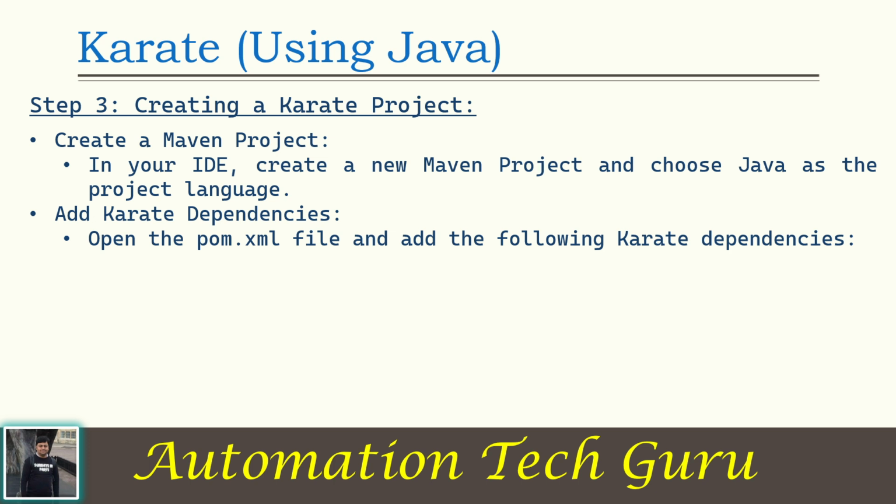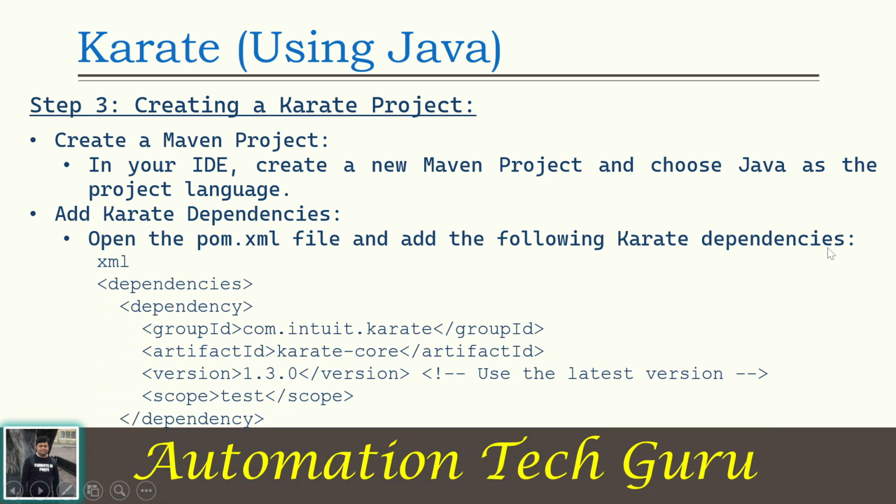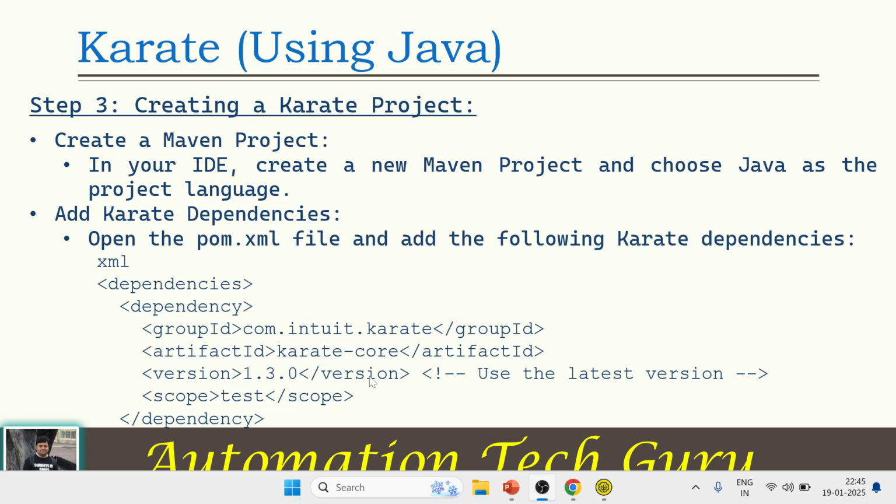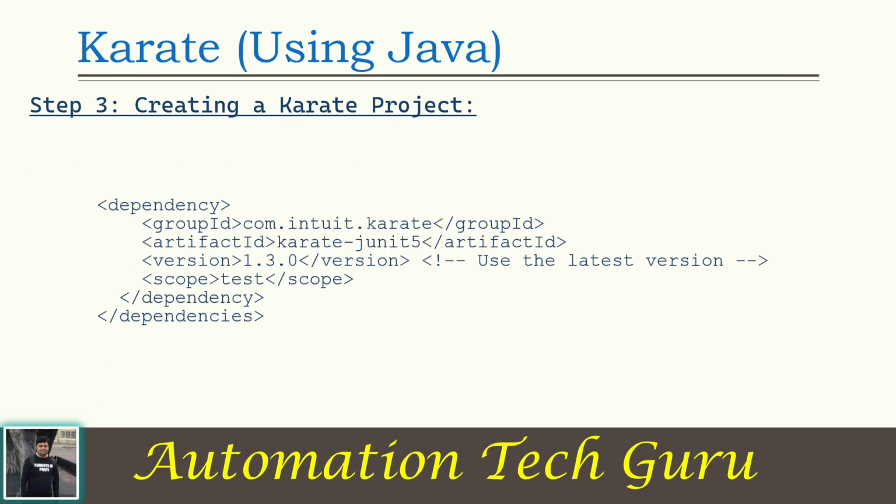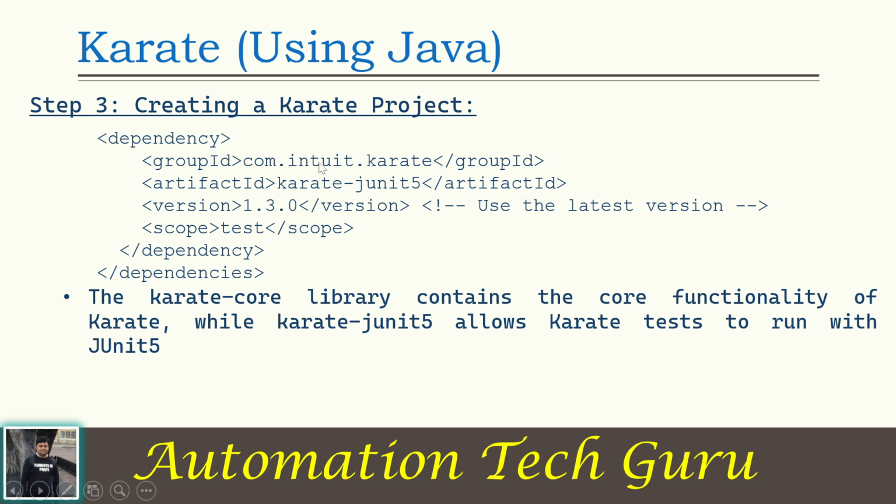You can use the Karate dependency. For that you have to use the pom.xml file and add the dependency, like karate-core, version 1.3, and the scope is test. And this is the dependency for JUnit. So the Karate core library contains the core functionality of Karate, while Karate JUnit 5 allows Karate tests to run with JUnit 5.